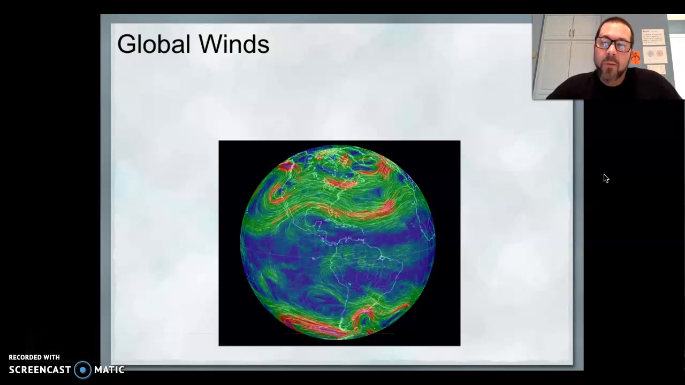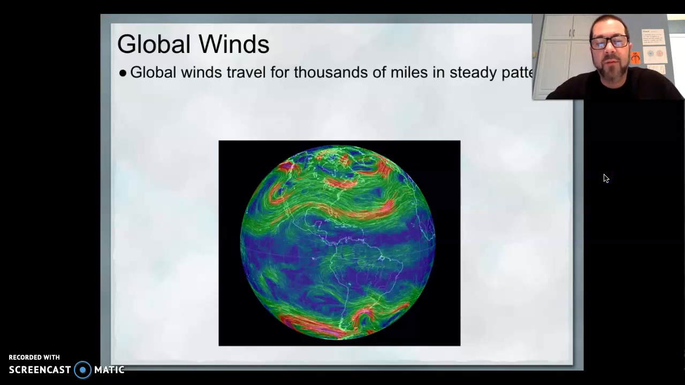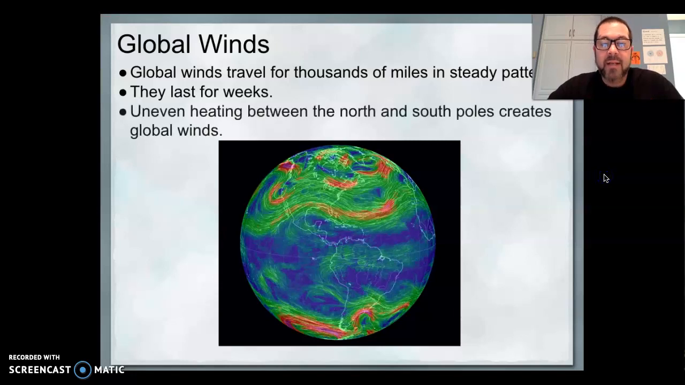So when we talk about wind, we have to talk about two categories of wind. We have global winds and we have local winds. Global winds are winds that travel for thousands of miles in steady patterns. They last for weeks, and they are generated from uneven surface heating.